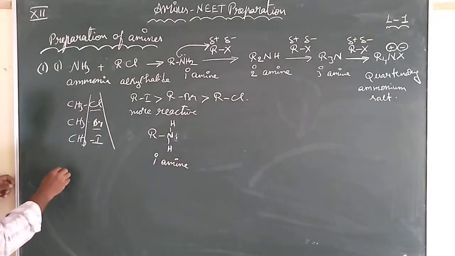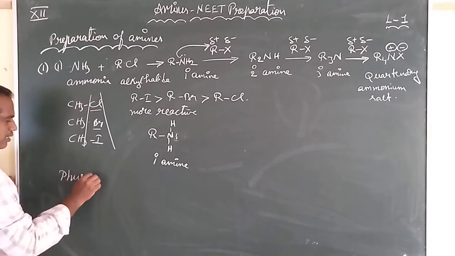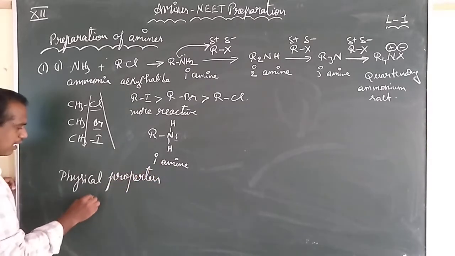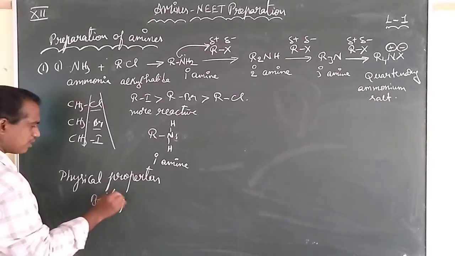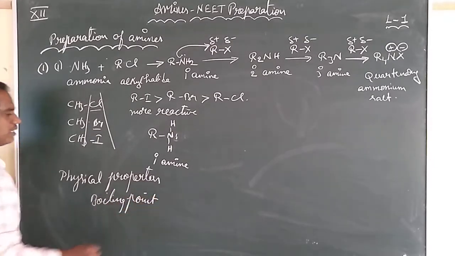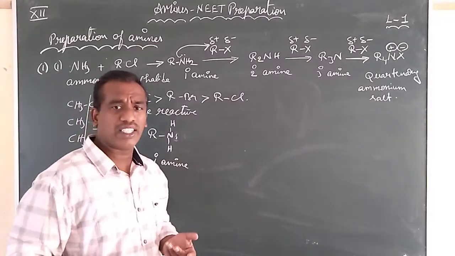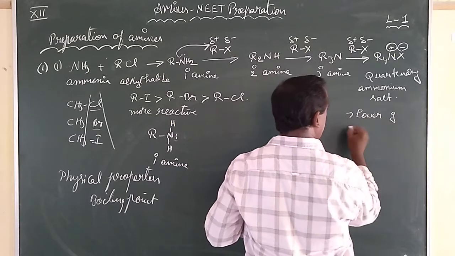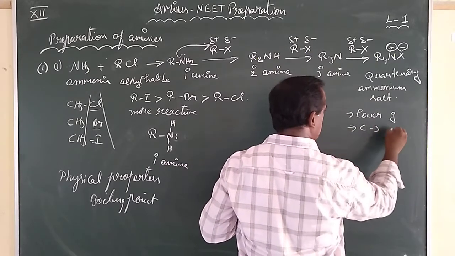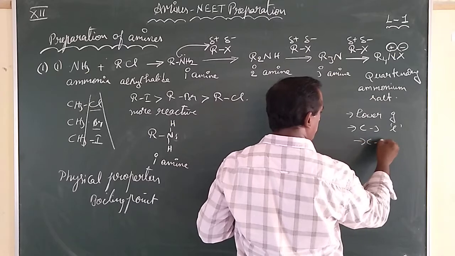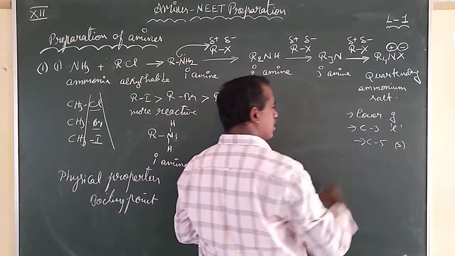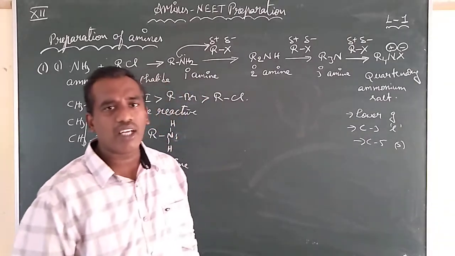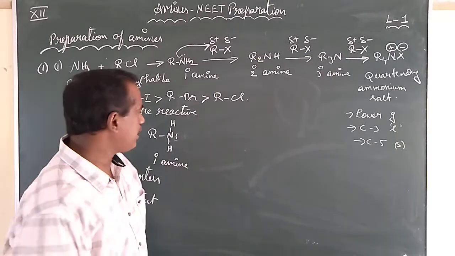I will not repeat the concept again here. Under the physical properties, they will highlight a concept called the boiling point. In general, the lower amines are gaseous in nature. From carbon number 3 onwards, they occur in the liquid state, and above carbon number 5, they may occur in the solid state. So liquids will generally have a boiling point. See the point here, children.